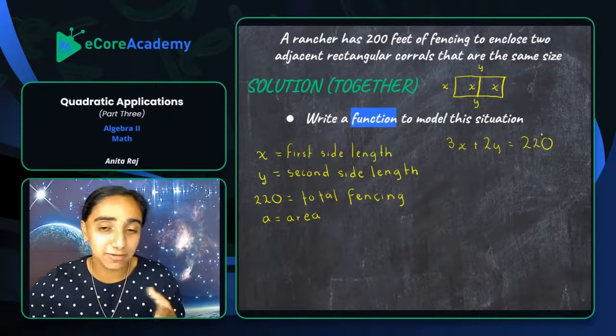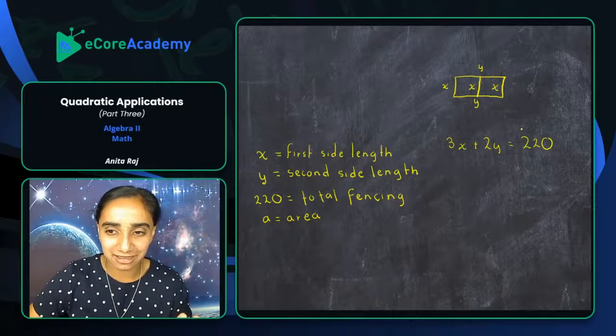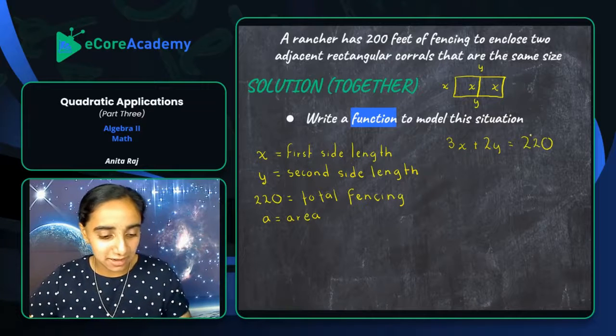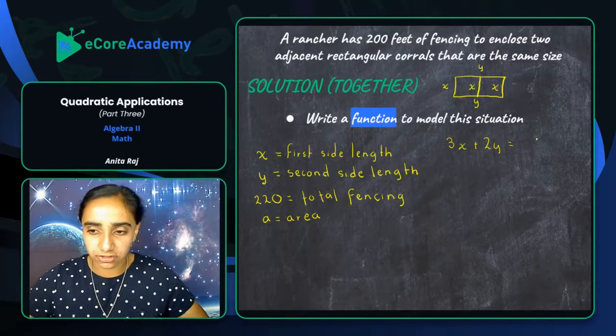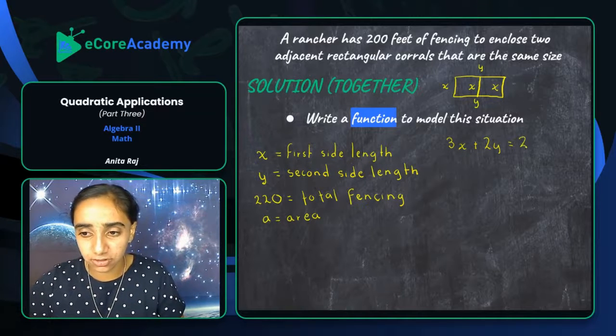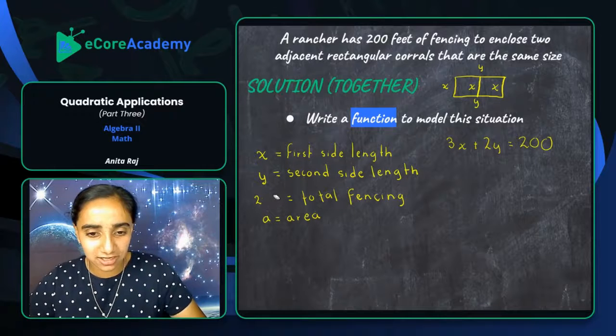By the way, everyone, on the last slide, I just realized I made a small mistake. This should not be 220. This should be 200. So I'm going to rewrite this as 200. And over here, I need to rewrite this as 200.